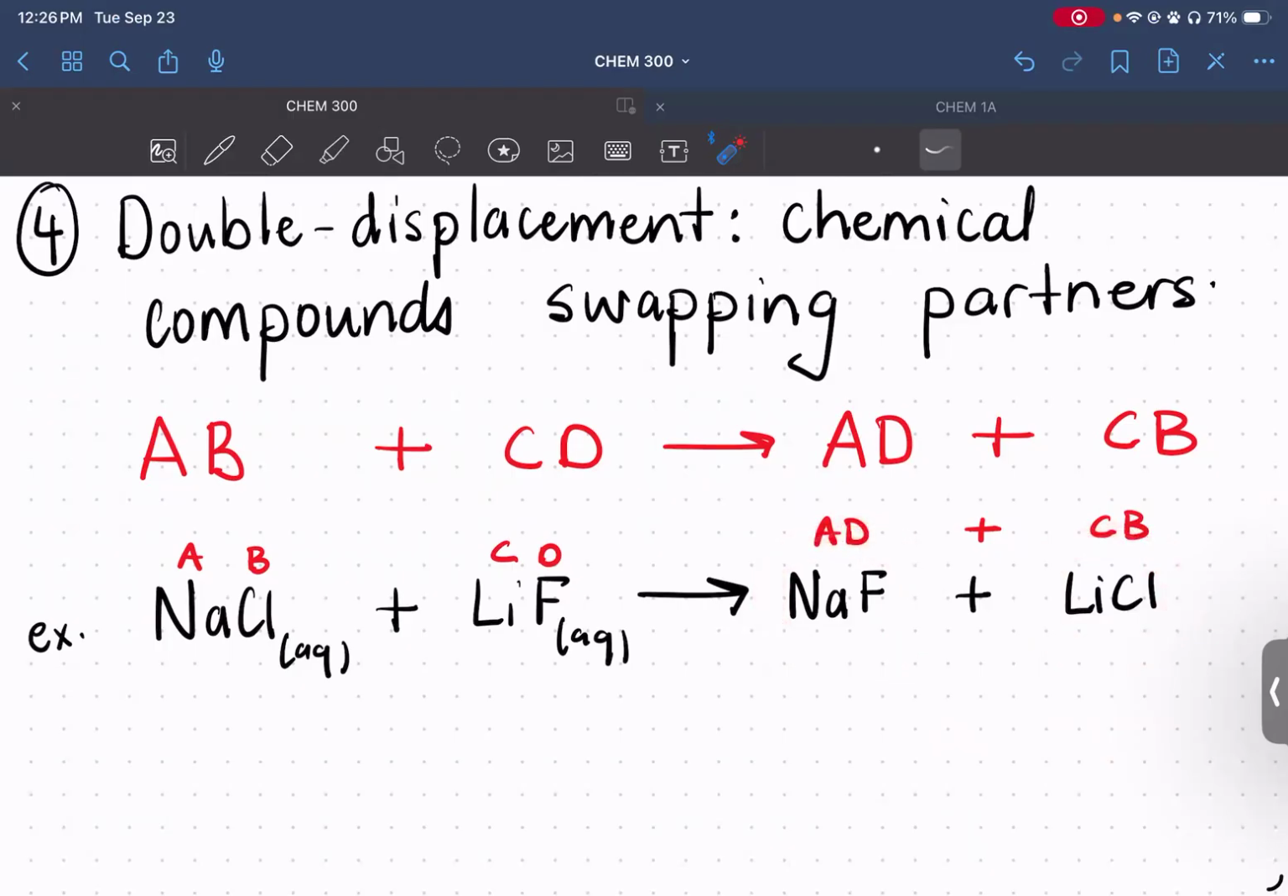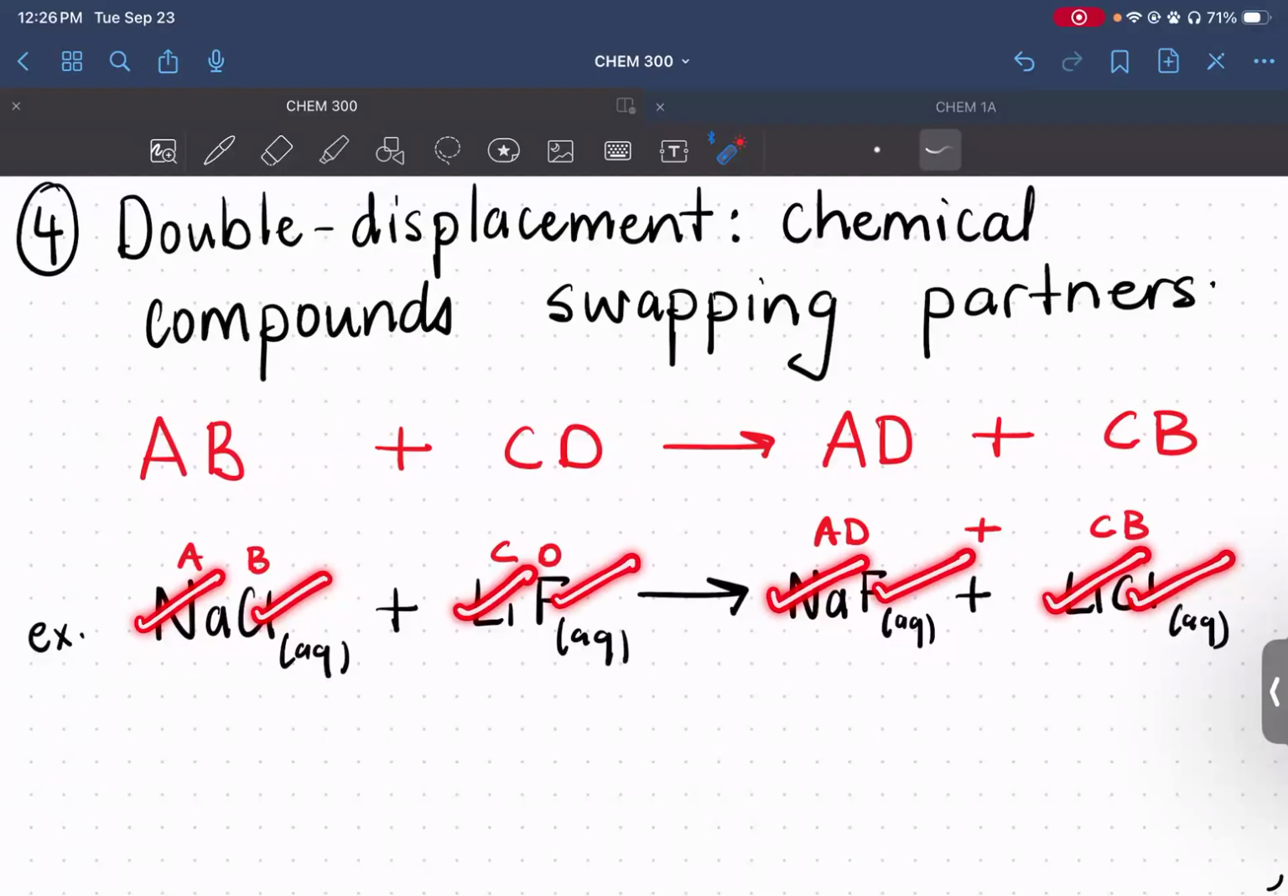Finishing around the curve lets us do our state symbols. Both sodium and lithium are group 1 cations. So they're aqueous with no exceptions. Let's check balancing. 1 sodium, 1 sodium, 1 chlorine, 1 chlorine, 1 lithium, 1 lithium, 1 fluorine, 1 fluorine. So the reaction is balanced as written. Everything is 1, 1, 1, 1. That's double displacement.